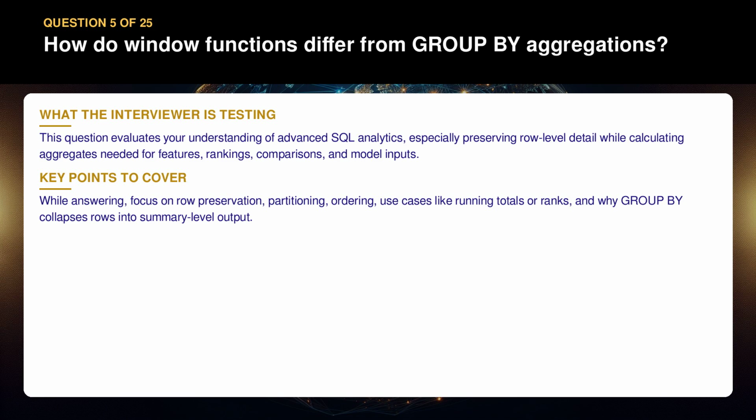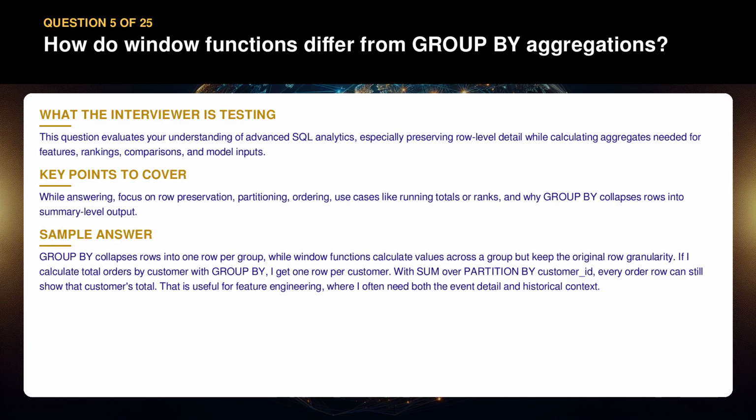rows into summary-level output. Group by collapses rows into one row per group, while window functions calculate values across a group, but keep the original row granularity. If I calculate total orders by customer with group by, I get one row per customer. With sum over partition by customer ID, every order row can still show that customer's total. That is useful for feature engineering, where I often need both the event detail and historical context.